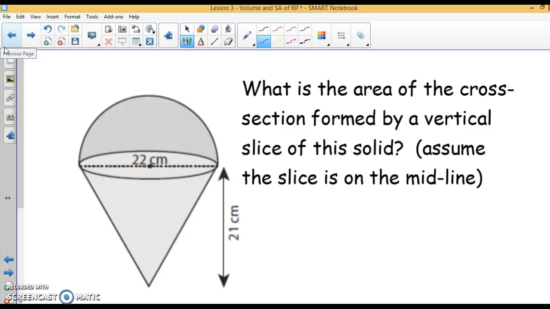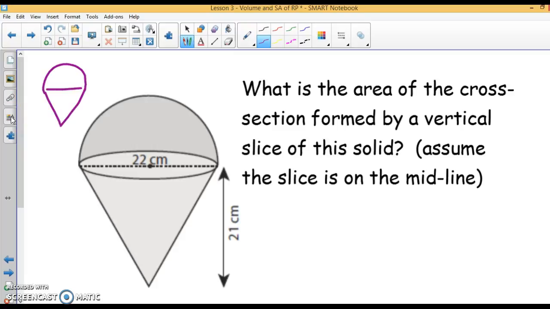Pause your video and do this problem. What is the area of the cross-section formed by a vertical slice of the solid? Assume the slice is at the midline. Well, vertical means you're going up and down. And if I am slicing it from the top to the bottom, my slice is going to look like this. Am I going to have half of a circle and a triangle?